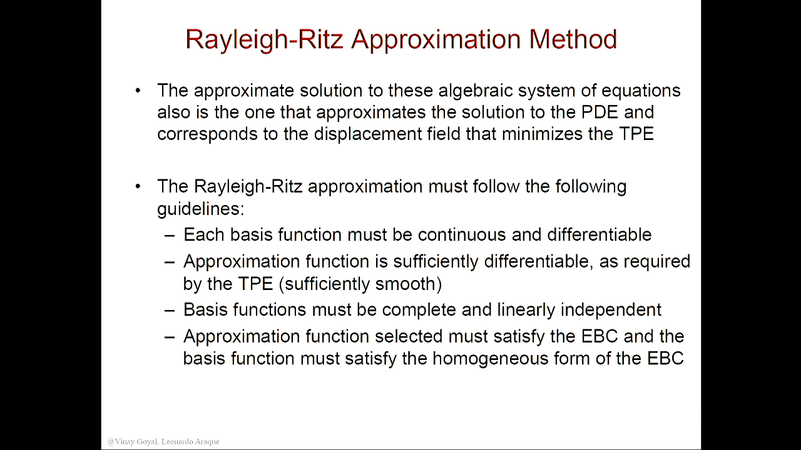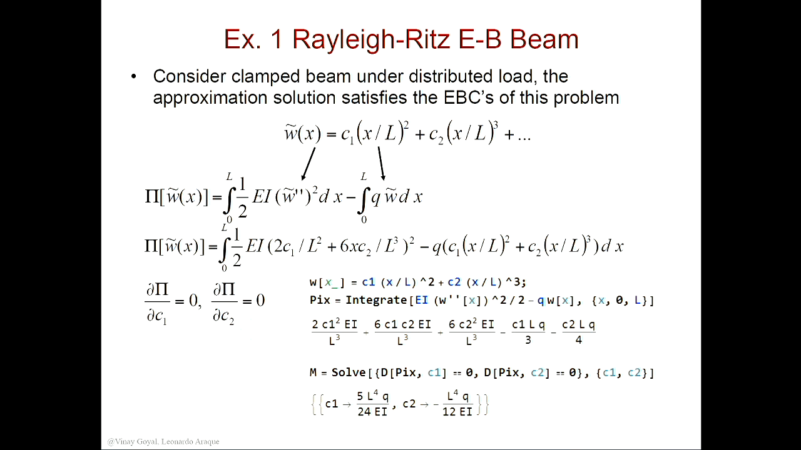The basis functions must be complete and linearly independent. Finally, the approximation function has to satisfy the essential boundary conditions. Just that. That's all you have to satisfy. And each basis function must satisfy the homogeneous form of the essential boundary conditions, just like the weak form. Very, very similar to the weak form. Okay? Example 1.